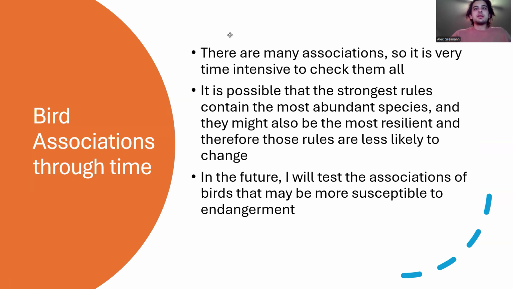It is possible that the strongest rules contain the most abundant species that would also be the most resilient and therefore less likely to change. And that might be why I didn't see any huge changes in the strength of rules. So in the future, I would like to test the associations of birds that are maybe known to be more susceptible to endangerment.